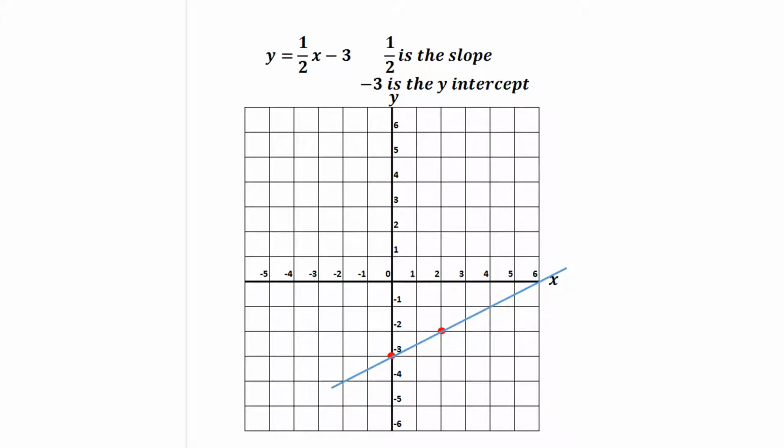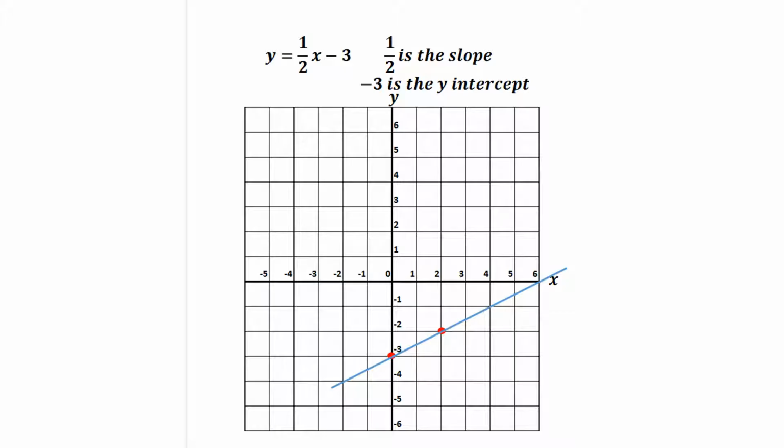Now we have y is equal to a half x minus 3. 1/2 is the slope. -3 is the y-intercept. We put a dot on the y-axis at -3. That's the red dot. We go up 1 step, the change in y. We go over 2 steps to the right. That's the change in x. And we put another red dot.